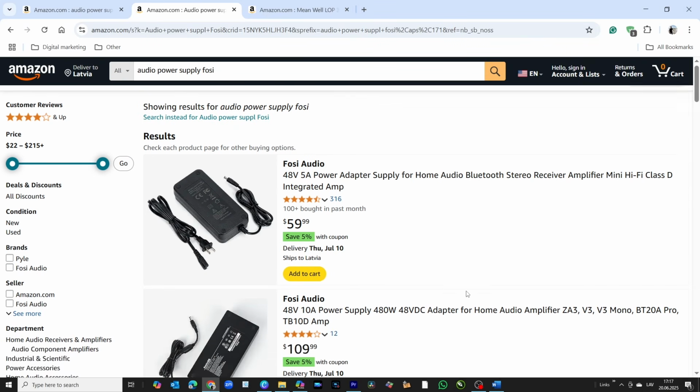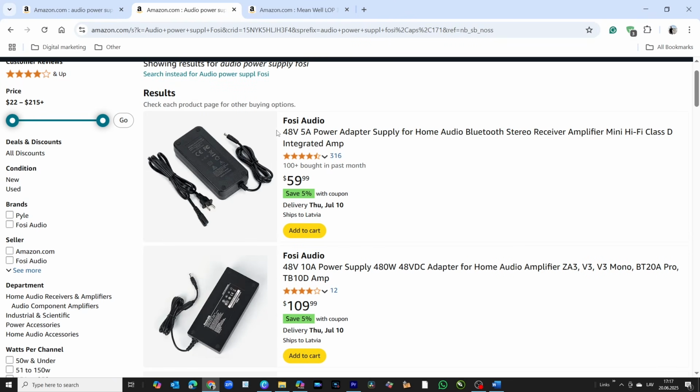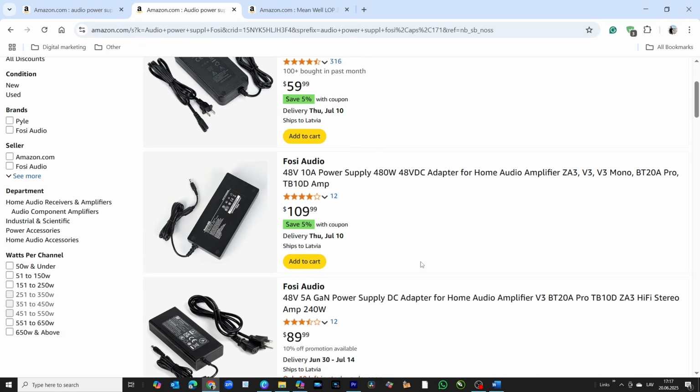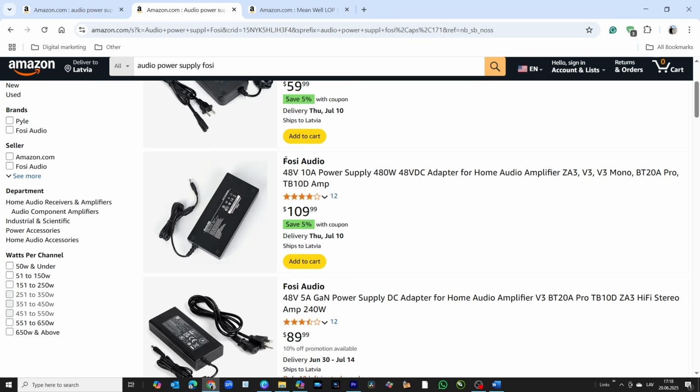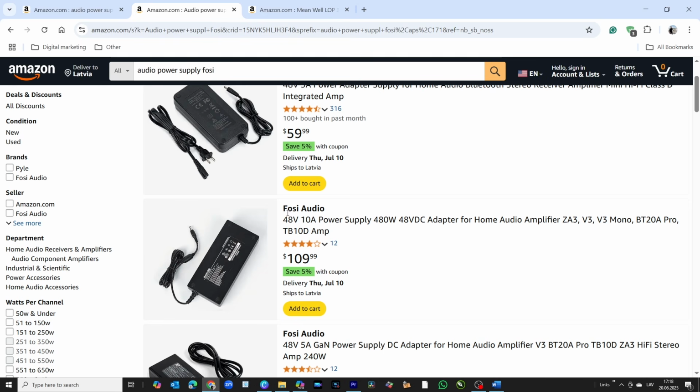And what else? Here I put the same keywords, but with Fosi and Fosi Audio. You can see here is a 48 volts 5 amps power adapter. A bit pricey, yes. Somehow the Fosi brand is more expensive, but those are the same. I think the same company is producing them, and the same architecture and the same designs are in those power supplies. All of them are okay.